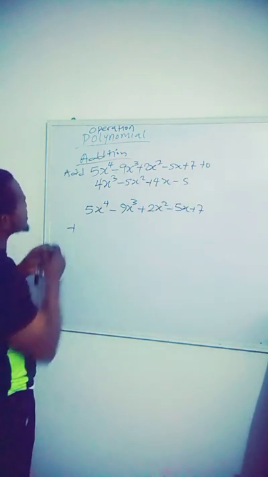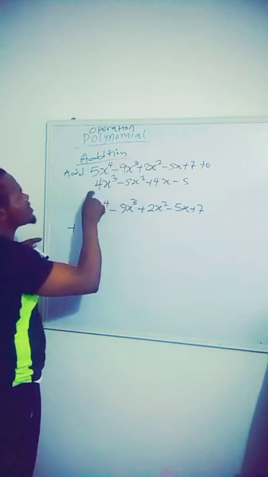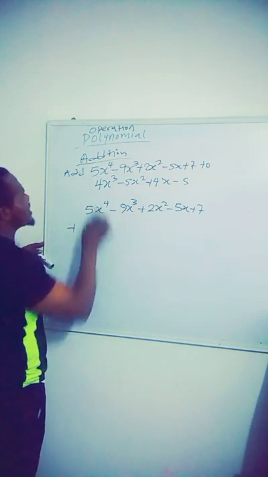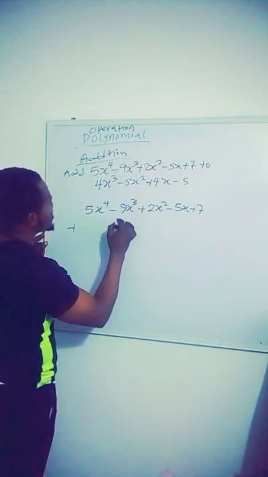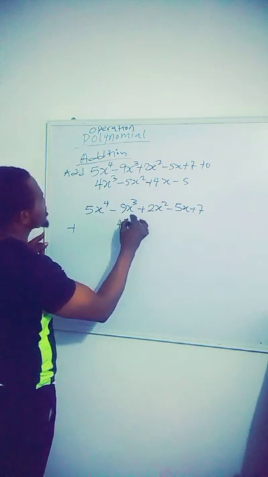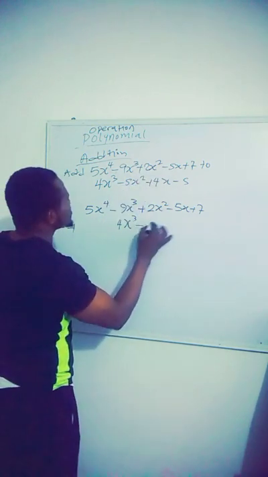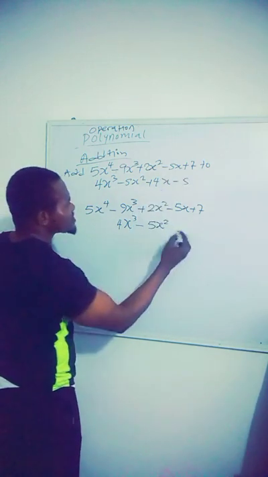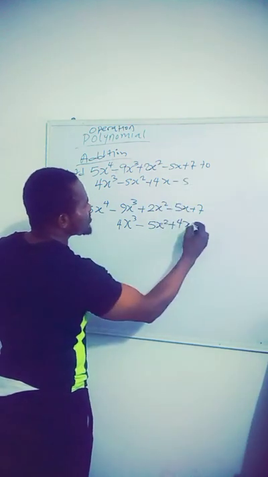So if you look at this equation here, this is x raised to power 4. There is no x raised to power 4 in the second, so I will leave this place alone. Then there is x raised to power 3, x raised to power 3. So I will write from here 4x cubed. x squared is here, which is minus 5x squared. Then 4x. Constant, minus 5.